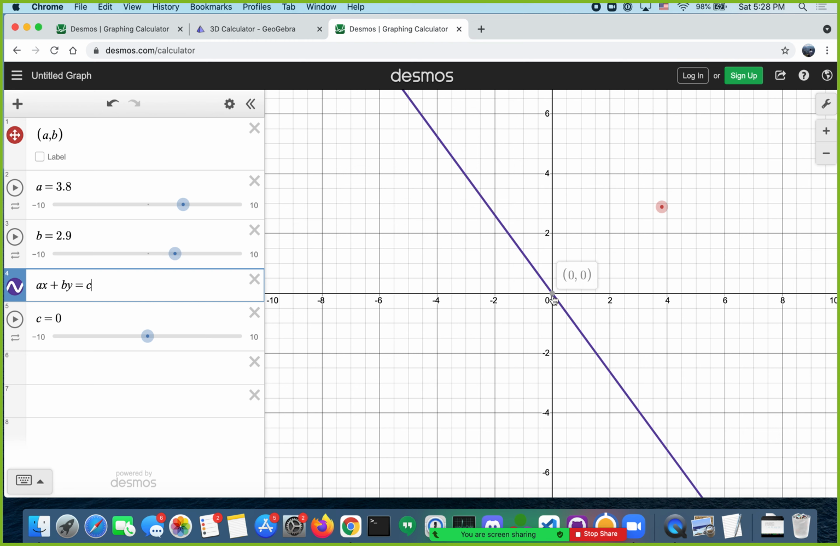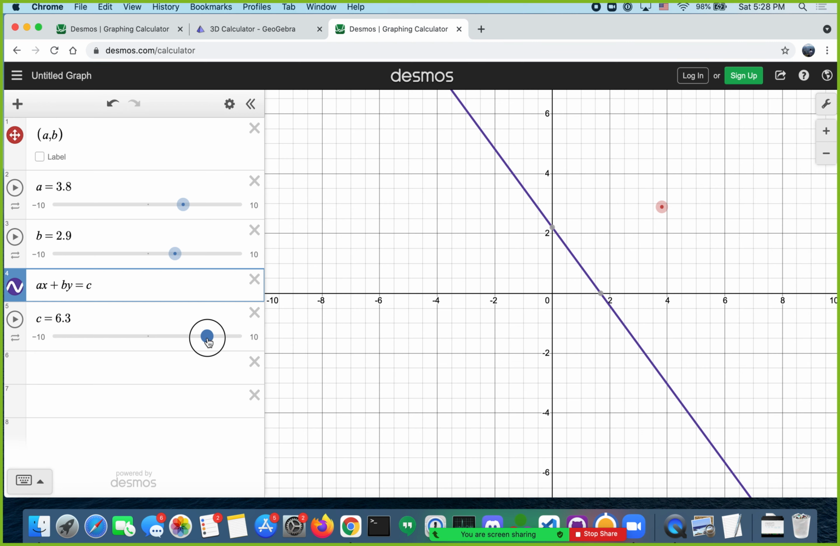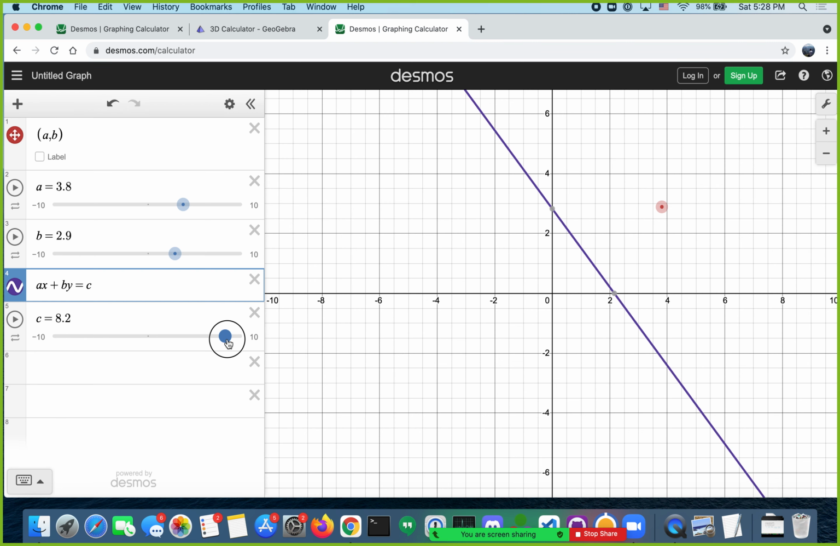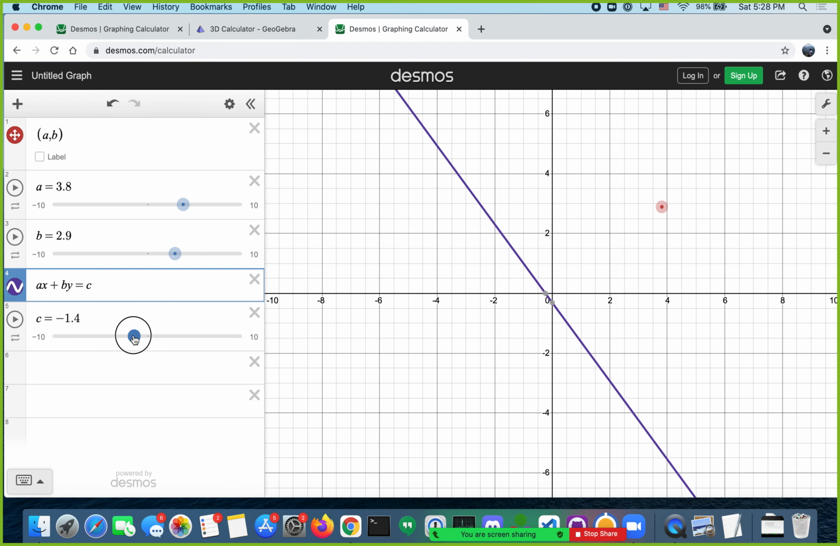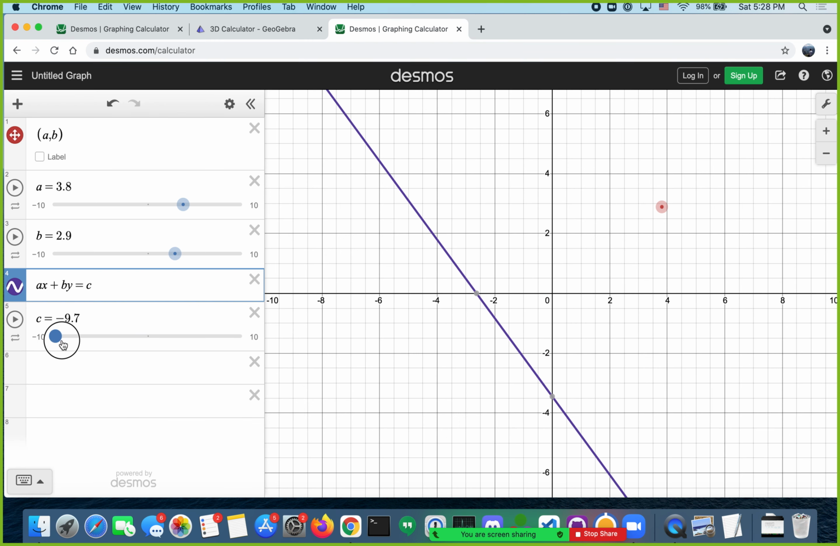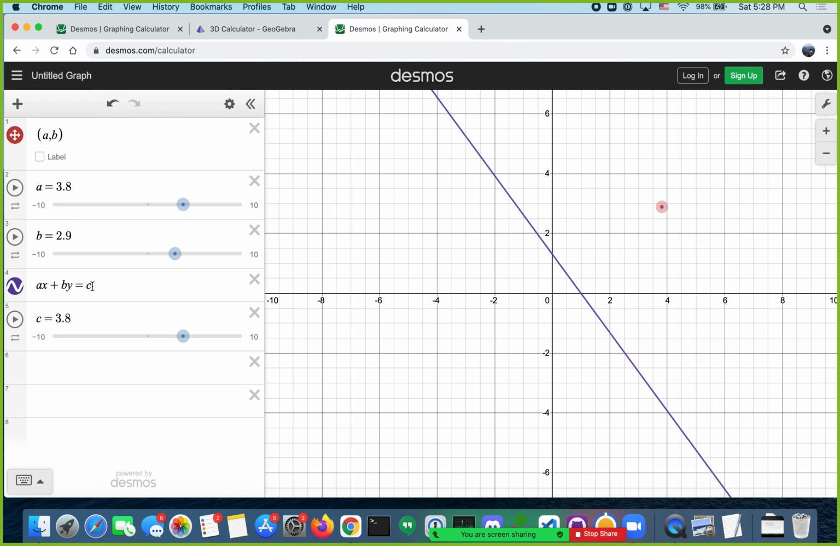But now if I take C and make it positive, watch the line. Okay, so now the line moves towards the tip of the vector. If I make C negative, it moves away. This is what we'd call the constant term. It determines how to shift the line off the origin.